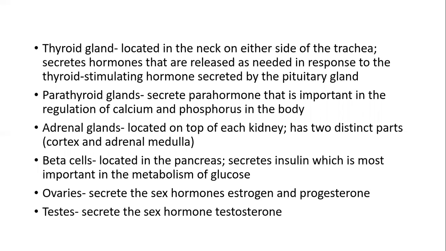Parathyroid glands secrete parathormone that is important in the regulation of calcium and phosphorus in the body. Adrenal glands are located on top of each kidney. They have two distinct parts, the cortex and the adrenal medulla. Beta cells are located in the pancreas. They secrete insulin, which is most important in the metabolism of glucose. Ovaries secrete the sex hormones estrogen and progesterone, and testes secrete the sex hormone testosterone.